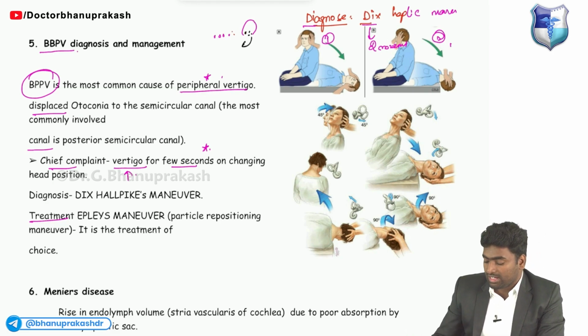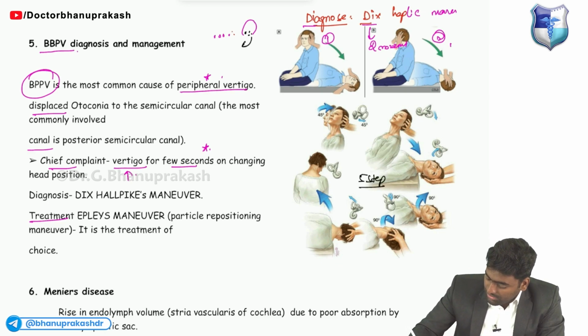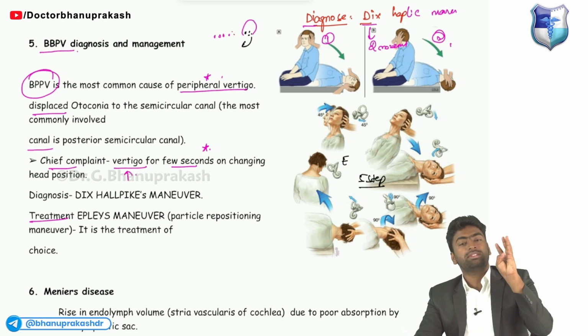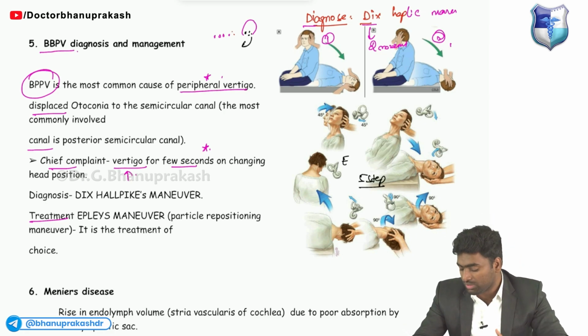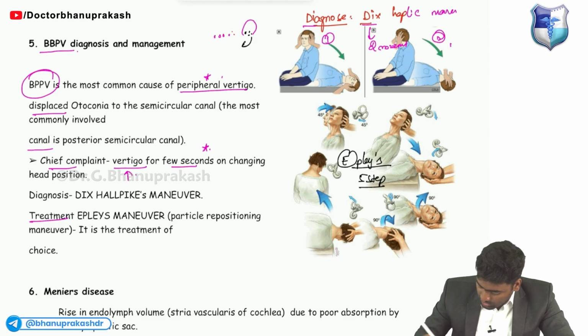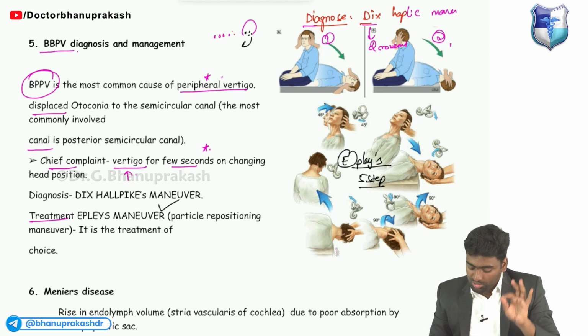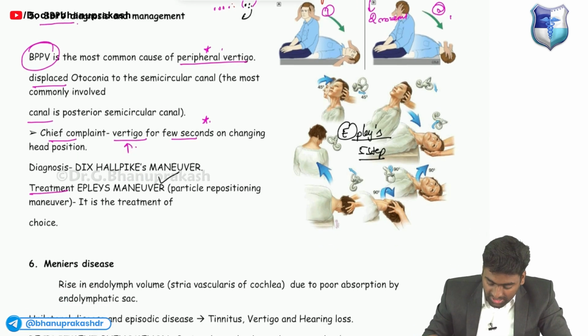So to reposition, we'll use a maneuver which is known as the 5-step maneuver, which is known as what? Which is known as E. It is ABCDE, the fifth alphabet. So it is the Epley maneuver. The Epley maneuver is used for the treatment of this benign paroxysmal positional vertigo.